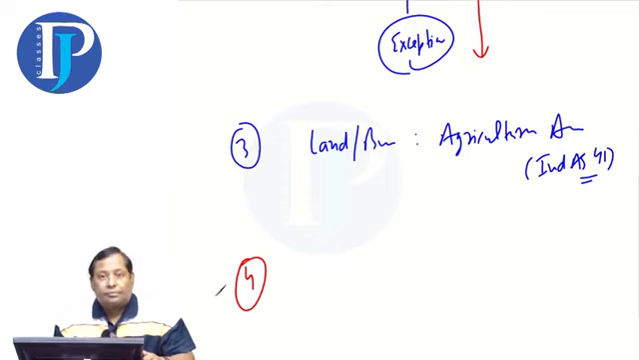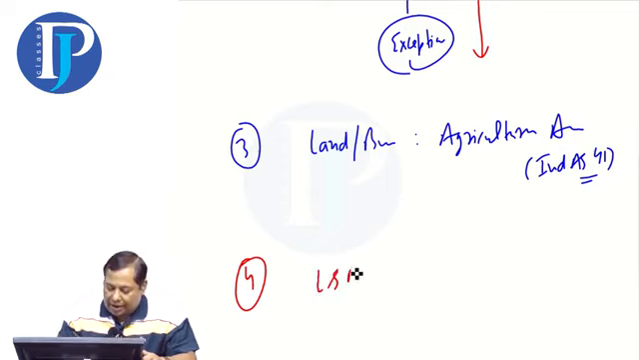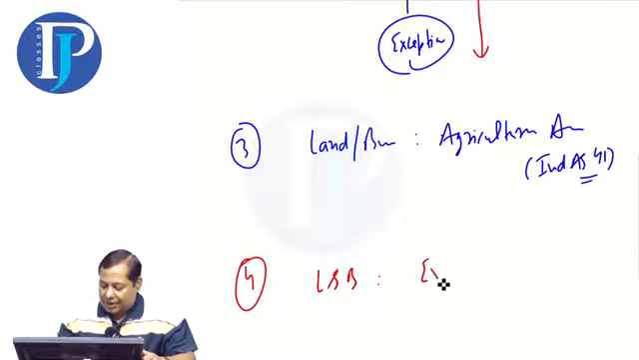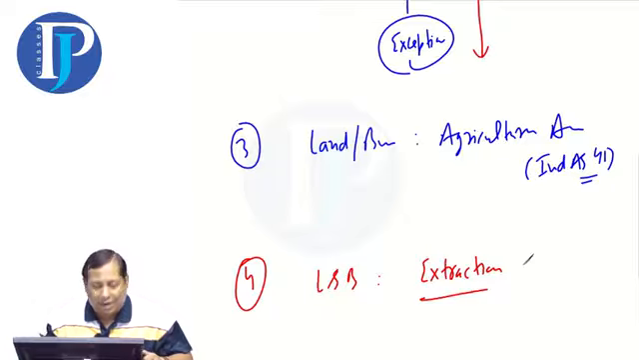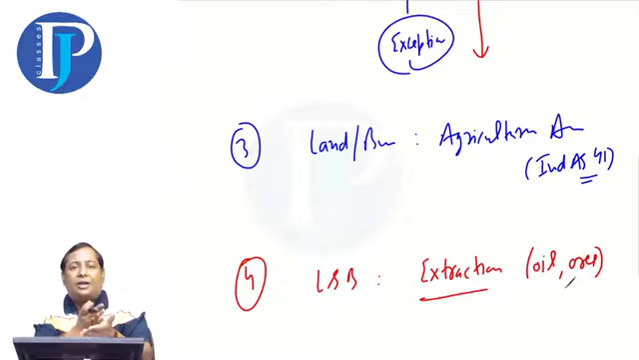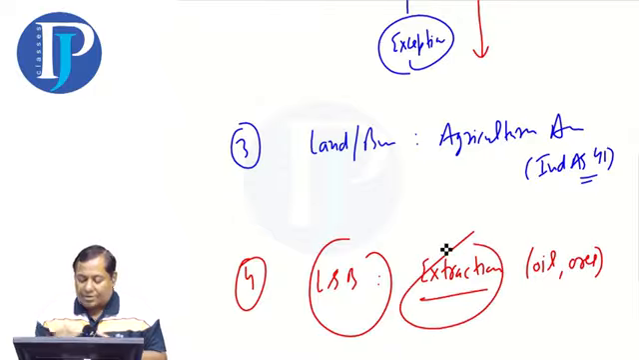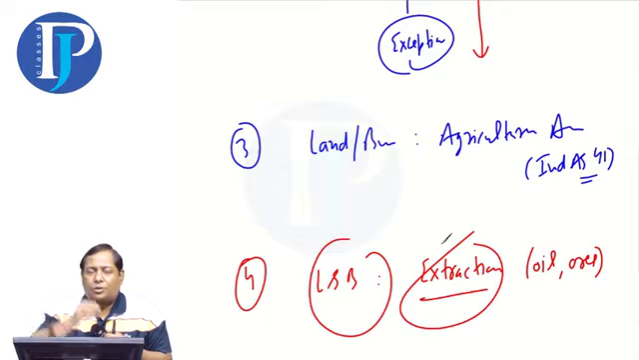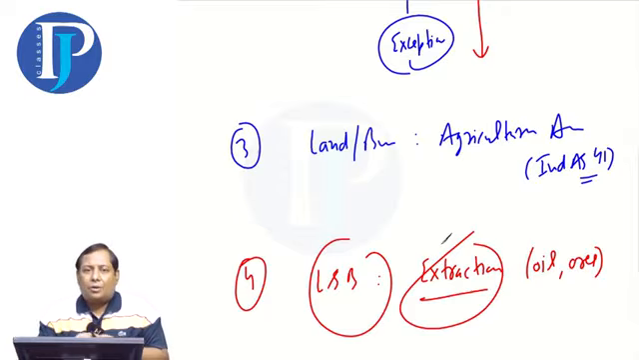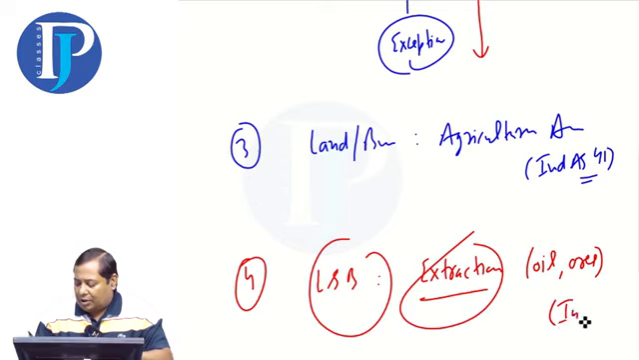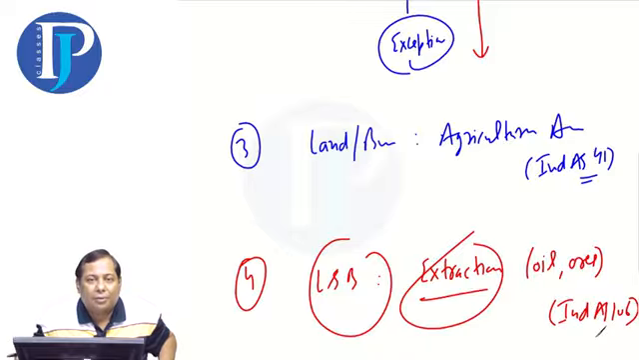Point number 4. If any land or building is used for extraction purposes. Extraction, yes, for oil, any mineral oil, mineral resources, natural gases. You are extracting something from the land. If you own a land and there are underground resources beneath and you are extracting those, then this type of land will be dealt with by Ind AS 106.